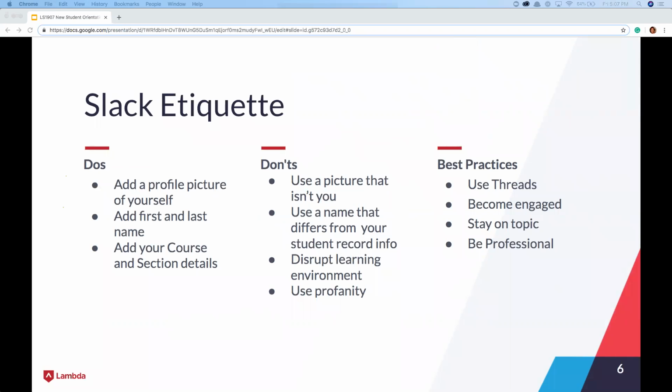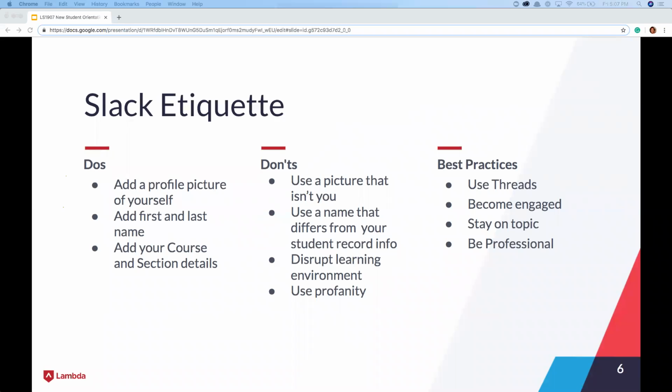Alrighty, so I have some do's and don'ts for you guys. The do's and don'ts, they're really, really simple, and I'm gonna show you guys how to do all of them in just a second. But the first do, go ahead and add a profile picture of yourself. That's why I told you guys to bring a headshot. You wanna add your first and last name, and your course and your section details. So you're in iOS part-time 2, you're gonna wanna put that in there, but I will show you how.